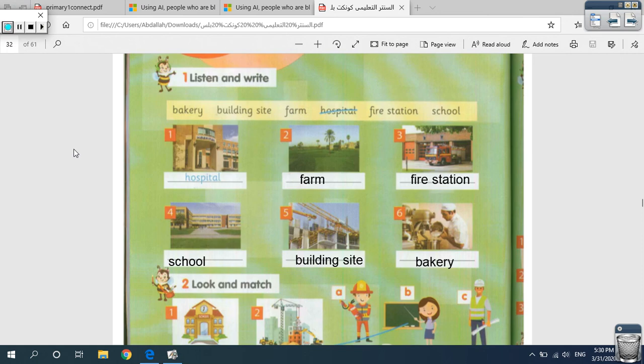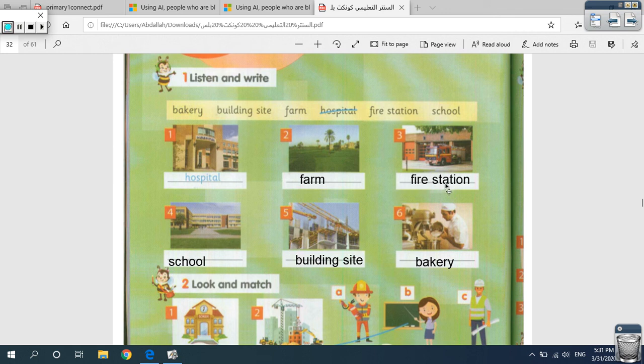Here on page 22, listen and write. Number 1, hospital. We know the jobs, but we don't know the places that these people are working at. First, hospital. Who works in a hospital? The doctor. Who else? The nurse. Number 2, we have farm. Who works on a farm? The farmer. Number 3, we have the fire station.